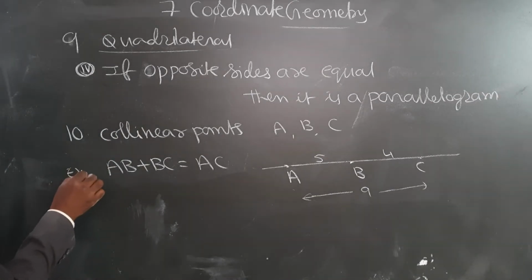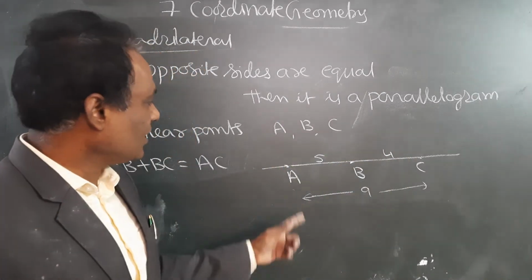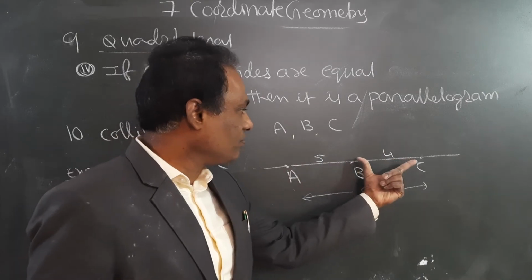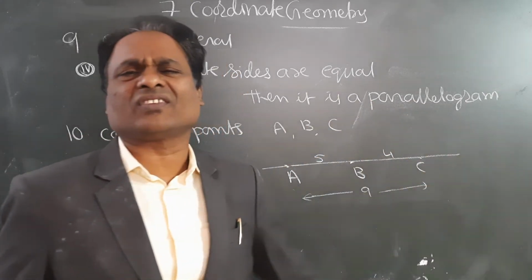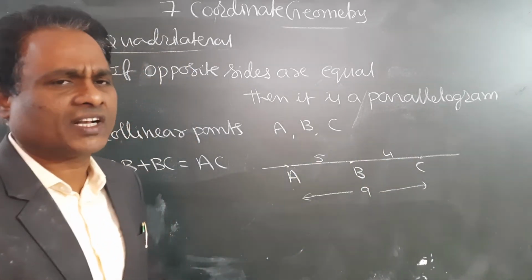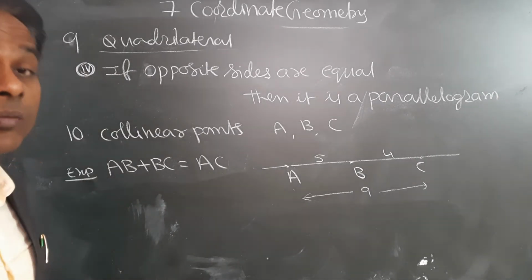Example, it is not that AB plus BC is equal to AC only. Even suppose B is here, in that case AC plus BC is equal to AB, like that. Any sum of two distances should equal the other distance. If the sum of any two distances is equal to the other, then definitely we can call it collinear. Example, AB plus BC is equal to AC. This is the condition for collinear points.